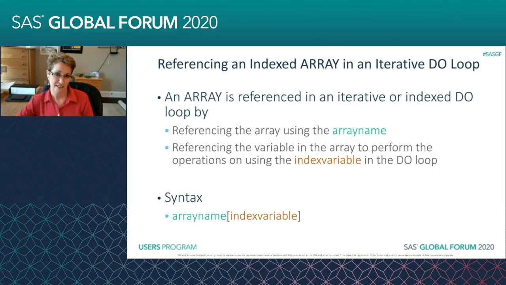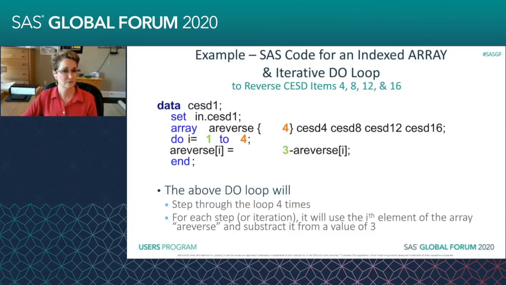An array is referenced in an iterative do loop, or index do loop, by referencing the array name. So you use the array name as you would a variable name. And then you specifically tell it which value of the array, or which variable in the array, you want to perform that operation on, using the index variable. So your syntax is the array name and then that index variable that you defined in the do statement. So let's just see some code and see how I would do that.